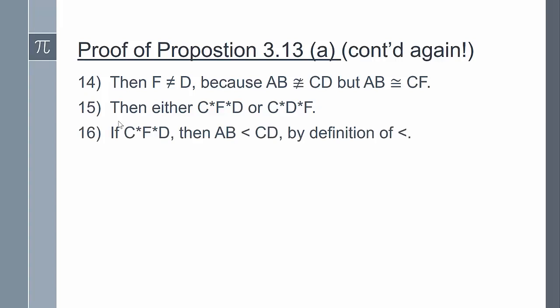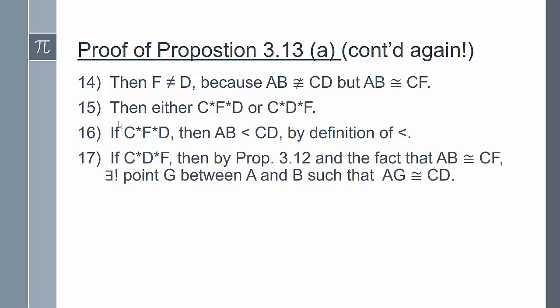Well, if F is between C and D, then AB is less than CD by definition of less than. If D is between C and F, then by proposition 3.12 and the fact that AB is congruent to CF, there exists a unique point G between A and B such that AG is congruent to CD. Thus, AB is greater than CD by definition of greater than.